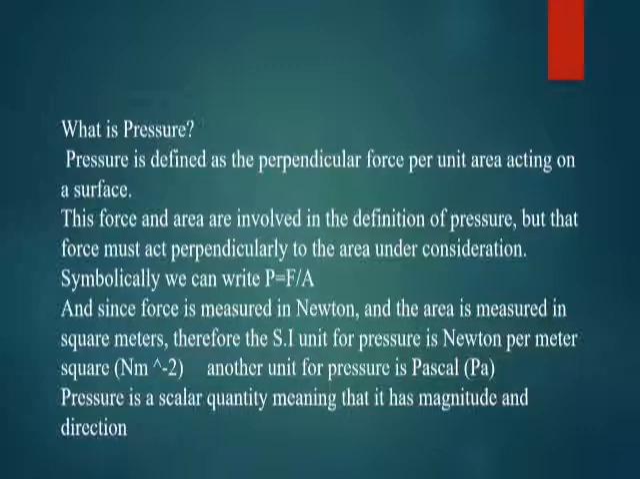Symbolically, we can write pressure as P equals F over A, where P is pressure, F is force, and A is area. Since force is measured in newtons and area is measured in square meters, the SI unit for pressure is newton per square meter, which is the combination of both the SI unit for force and that of area. Another unit for pressure is the pascal.